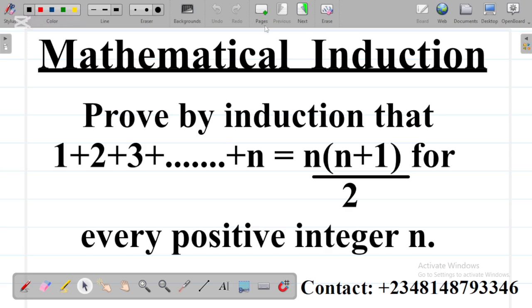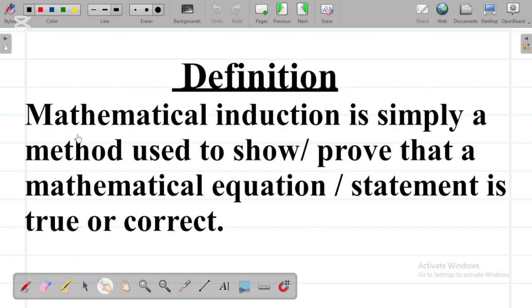Alright, let's consider the definition of mathematical induction. Mathematical induction is simply a method used to show or prove that a mathematical equation or statement is true or correct. So it is simply a method used to show that a mathematical equation is correct.